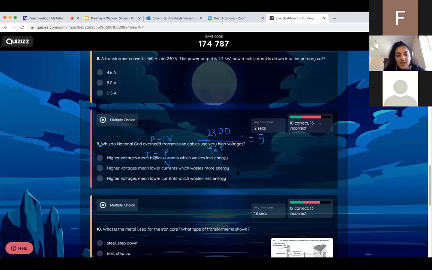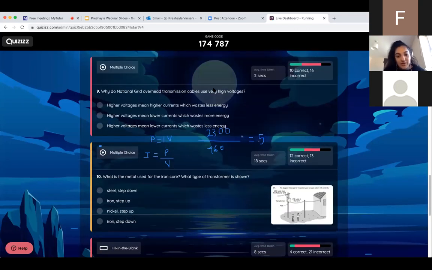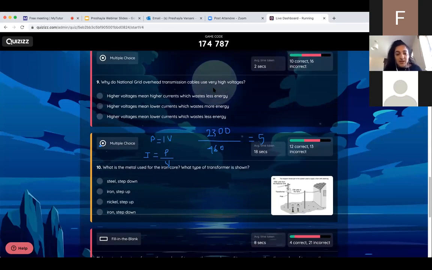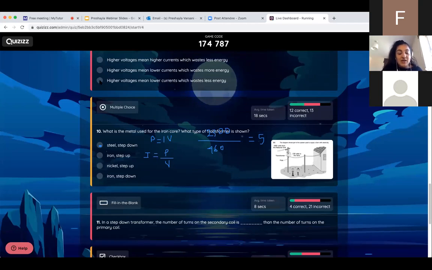Okay, why do national grid overhead transmission cables use very high voltages? So this one was done slightly incorrectly, and it is quite a complicated concept. Transmission cables use very high voltages, which means lower currents. Higher voltage means lower currents in the cables. If we have lower currents, we waste less energy. We want to waste as little energy as possible to save us money and increase efficiency. So higher voltages means lower currents, which waste less energy.